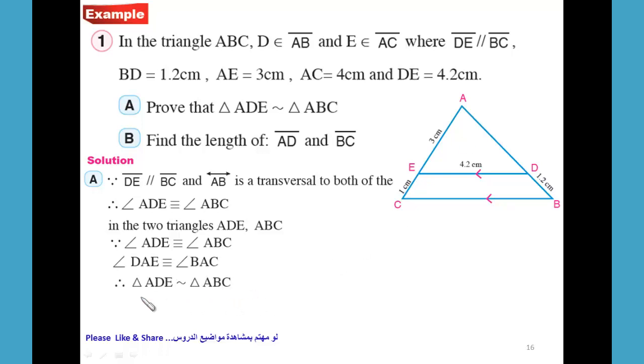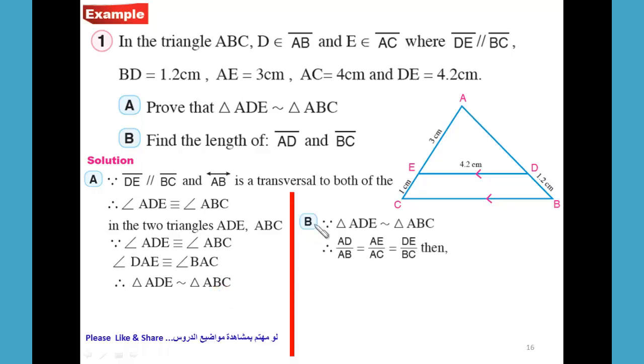So triangle ADE is similar to triangle ABC, and we can deduce that since the two triangles are similar, then the corresponding sides are proportional. AD over AB equals AE over AC equals DE over BC. Then substitute.